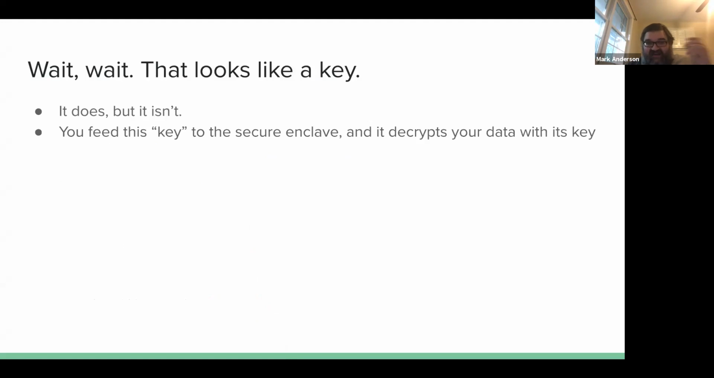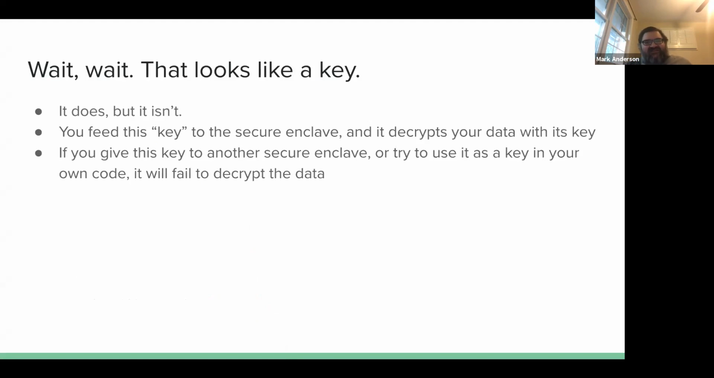You feed this key to the secure enclave, and then it decrypts your data. If you take this key and try to run it on another secure enclave, it will fail to decrypt your data. If you try to run it through an algorithm other than the one you're expecting, it will also fail to decrypt your data. So once again, I am hammering the point that things are stuck on your phone or on your device. It underlies one of the major reasons that it's difficult to steal data off of Apple devices.